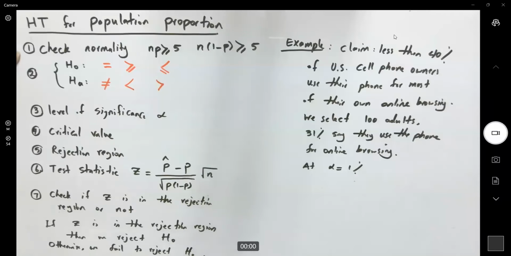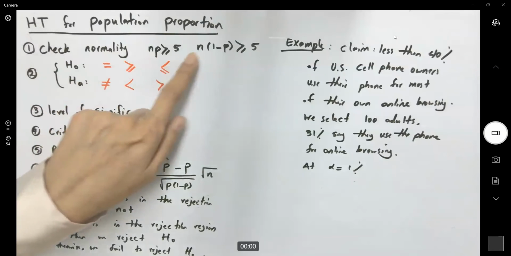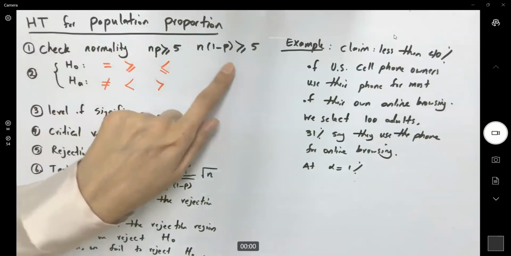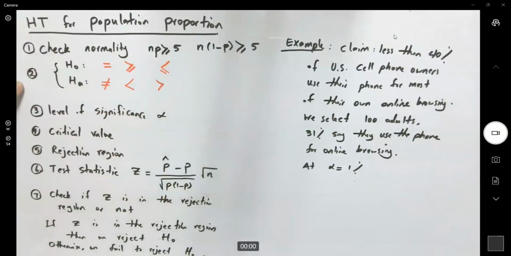So, hypothesis test for population proportion. First, we check the normality: NP is larger than or equal to 5, and N times 1 minus P is larger than or equal to 5. Then we state the null hypothesis and alternative hypothesis.